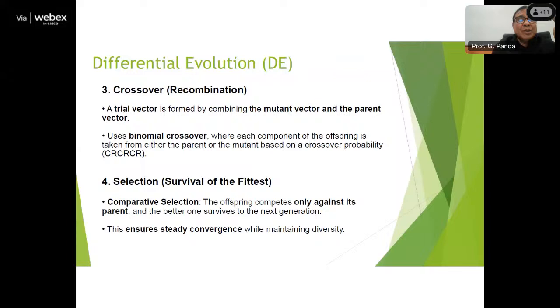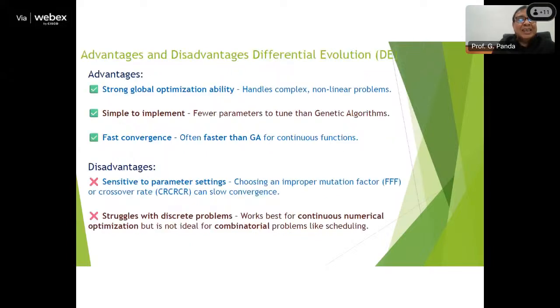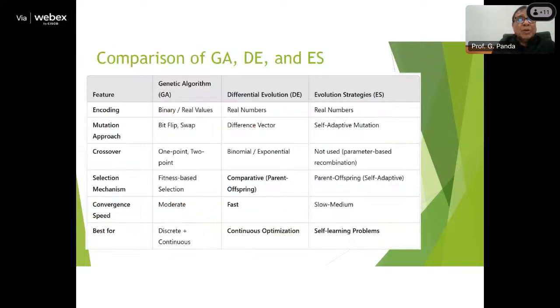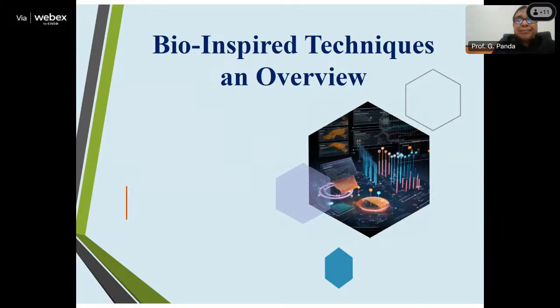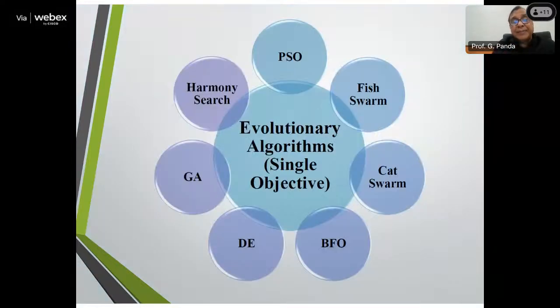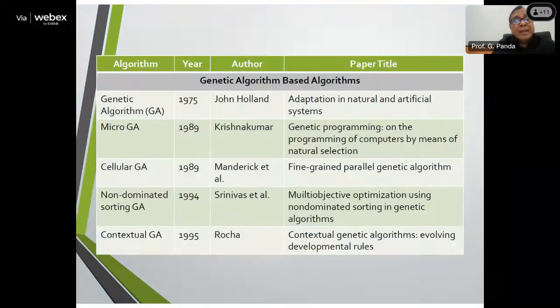Next. I'm not going into all this detail, I'm giving the overall overview. So I've made a comparison between GA, DE, and ES. Essentially, what it says is that DE is superior to GA in many aspects.